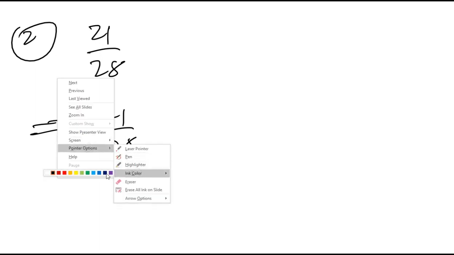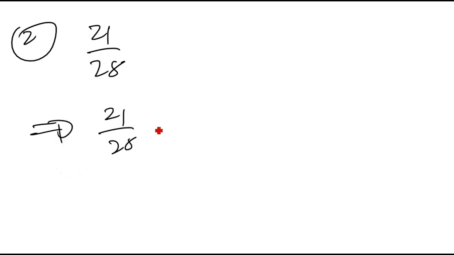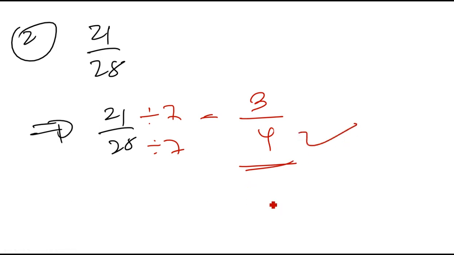We have to go directly. So which number can divide both of them? 7. Divided by 7, divided by 7. 21 divided by 7, you get 3. 28 divided by 7, you get 4. You see? It's already simplified.